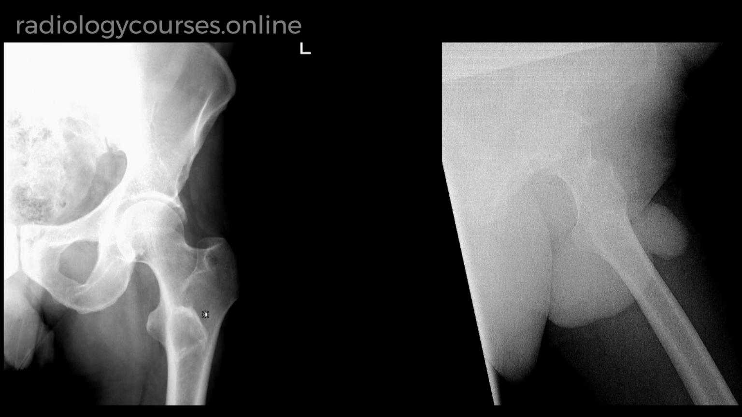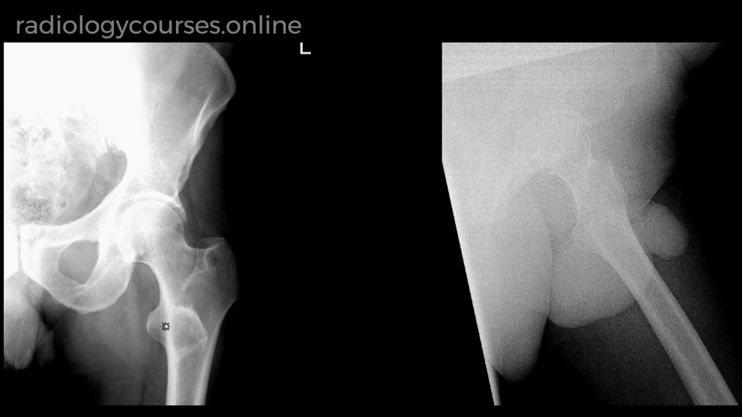So here we have got a well-defined ovoid-shaped lucent area situated adjacent to the lesser trochanter in the proximal shaft of the left femur, measuring so and so in the craniocaudal long axis, transverse axis, and AP axis.